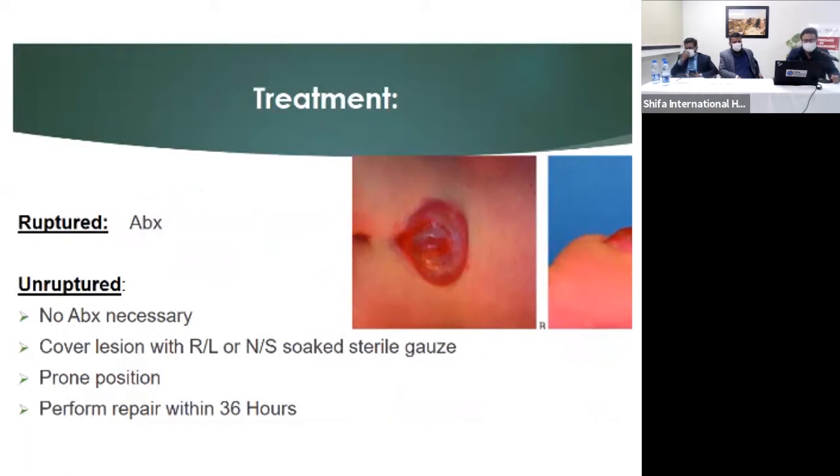If the myelomeningocele is ruptured, then start antibiotics and close the defect as soon as possible, because there is a high risk of meningitis because of the CSF leak. If the lesion is unruptured, then there is no need for antibiotics, but cover the lesion with soaked sterile gauze, keep the patient in prone position to decrease the risk of CSF leak, and it is better to perform this surgical procedure within 36 hours.